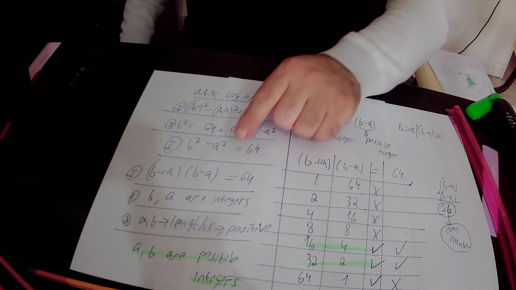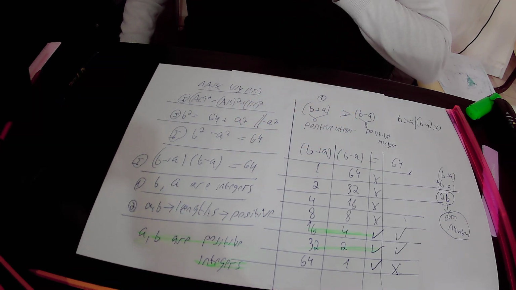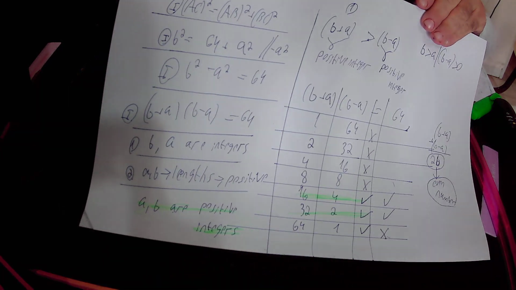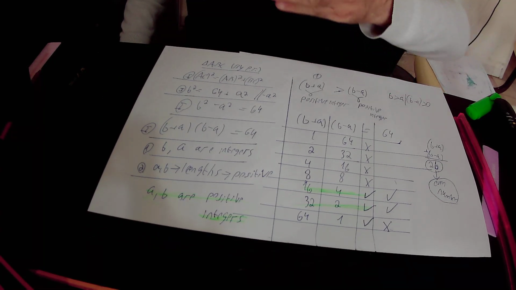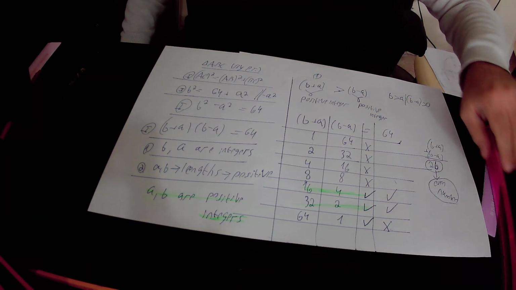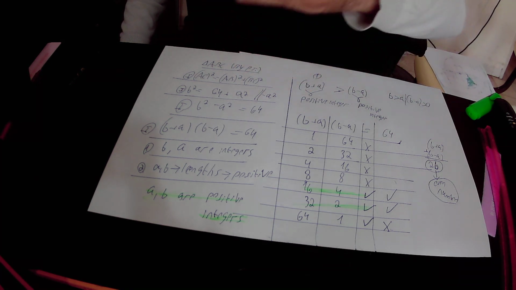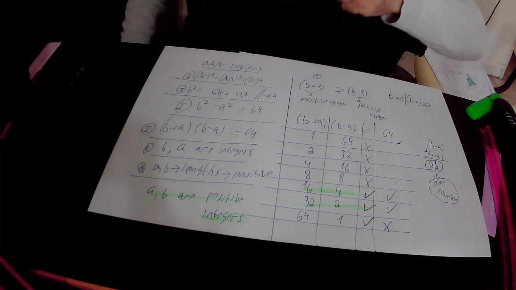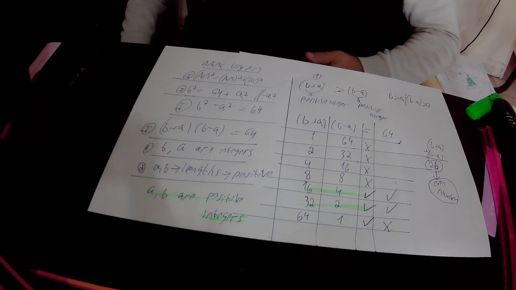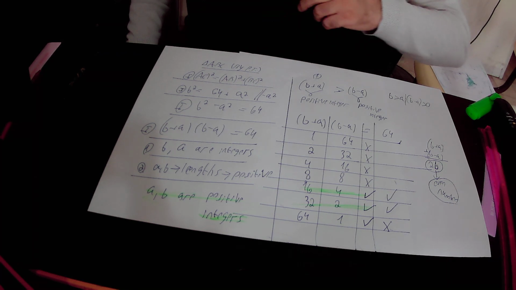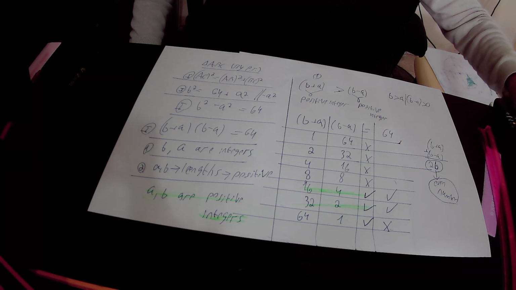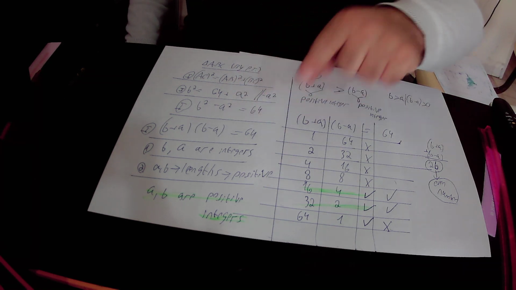So actually it is given in the question that AC and BC are integers, and according to our definition, AC equals B and BC equals A, therefore A and B are integers. And we also know that A and B are the lengths of the sides of the right triangle. So A and B, as lengths, must be positive.